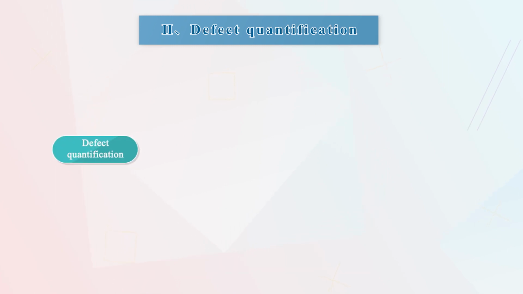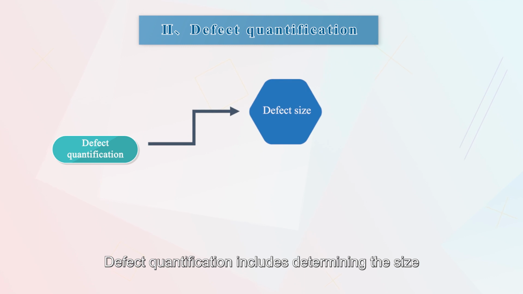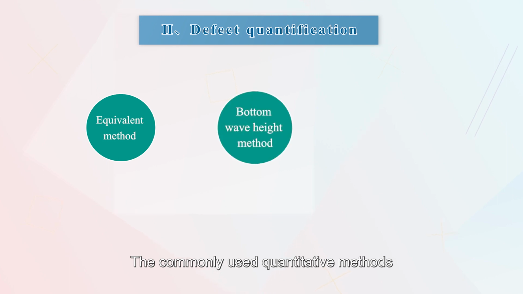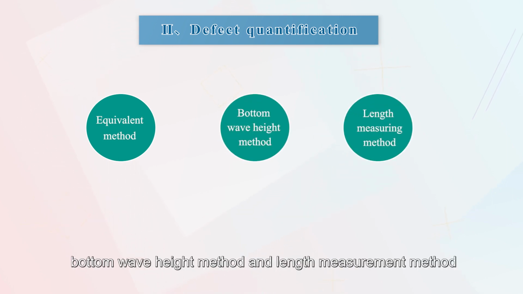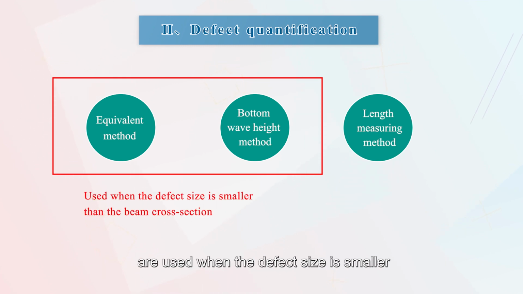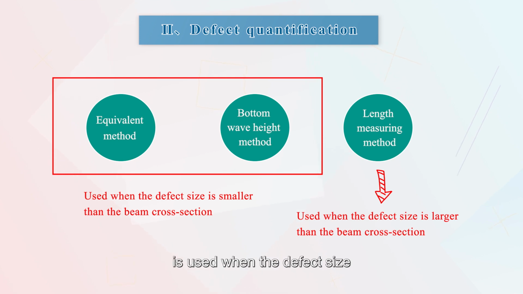Defects can be quantified. Defect quantification includes determining the size and the number of defects. The size of defects can include the area and the length of defects. At present, in industrial ultrasonic testing, there are many quantitative methods for defects, but they have certain limitations. The commonly used quantitative methods are the equivalent method, bottom wave height method, and length measurement method. Among them, the equivalent method and the bottom wave height method are used when the defect size is smaller than the beam cross-section, while the length measurement method is used when the defect size is larger than the beam cross-section.